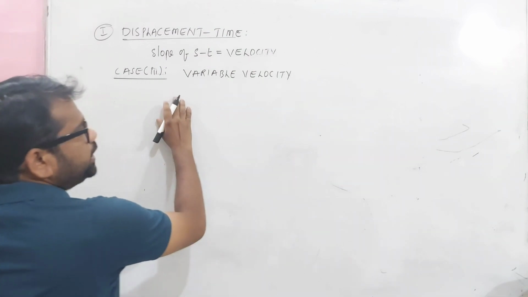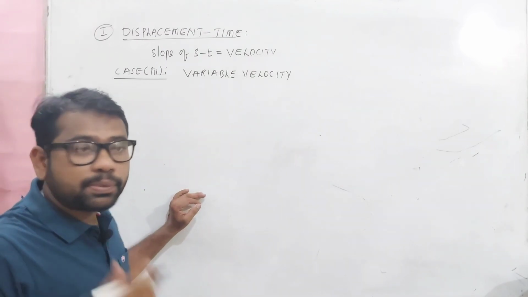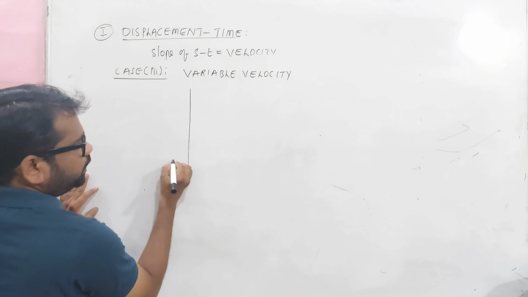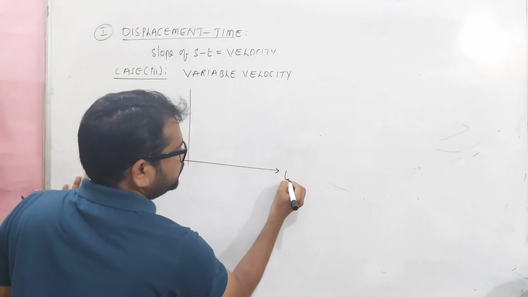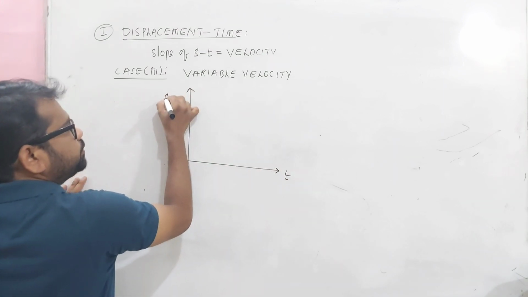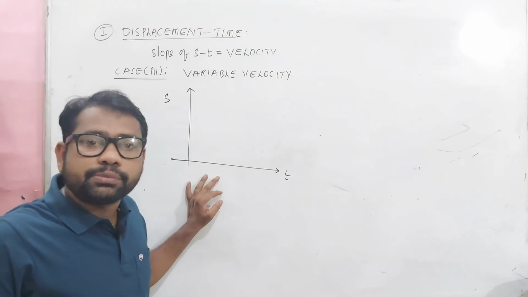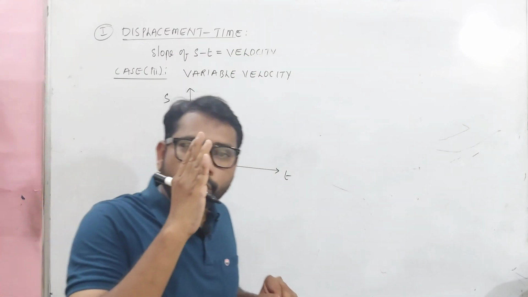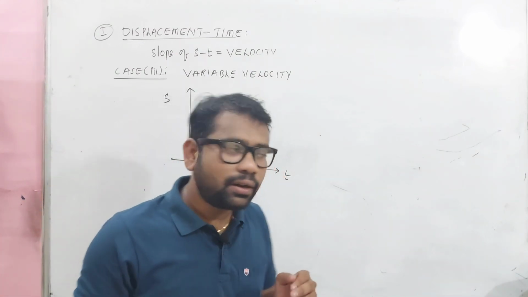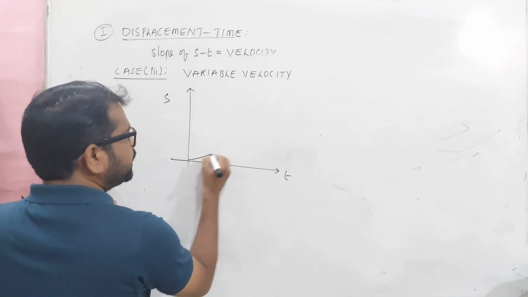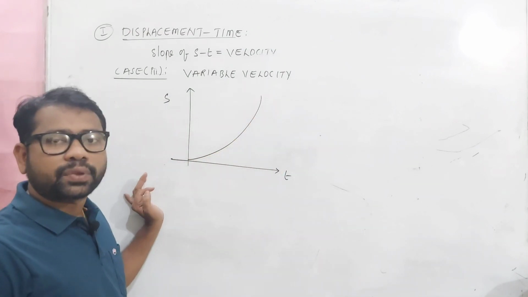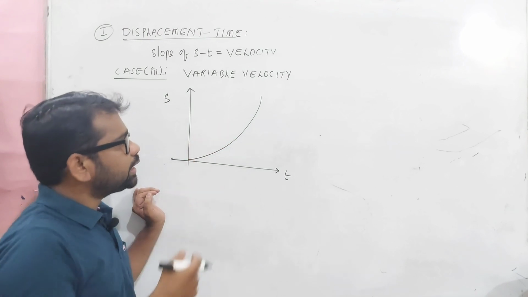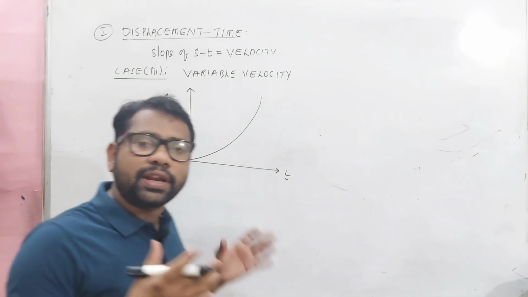So children, if a body is moving with variable velocity, how will the displacement-time graph be? Here is time and here is displacement. Whenever the body is moving with variable velocity, we don't get a linear graph, rather we get a non-linear graph. Then, as we are getting a non-linear graph, how can we calculate velocity?